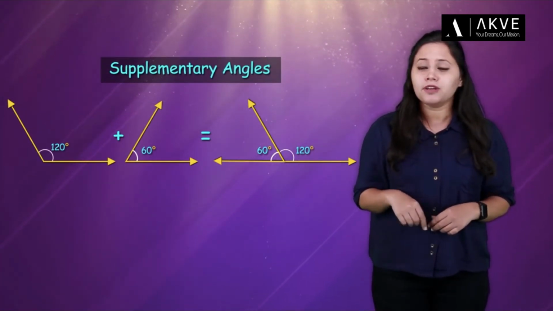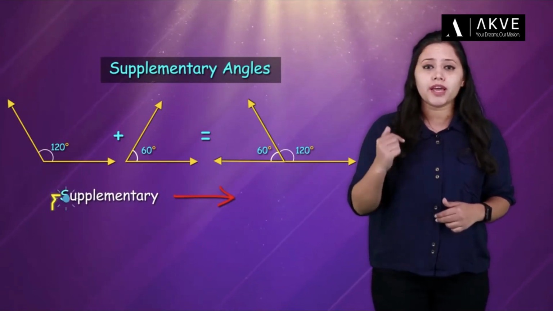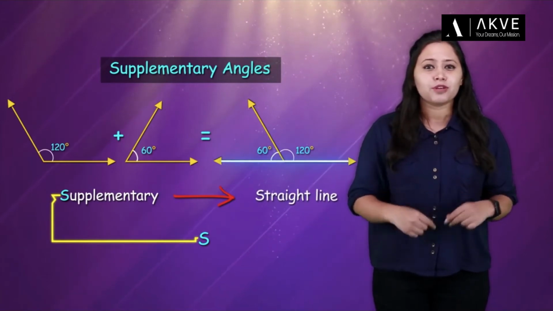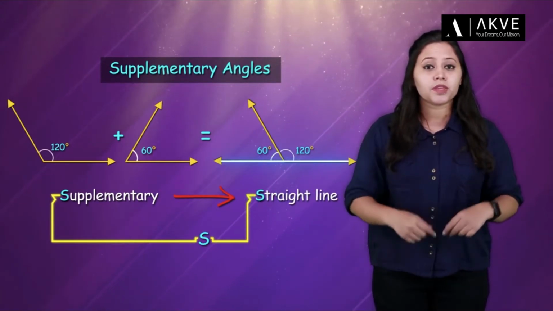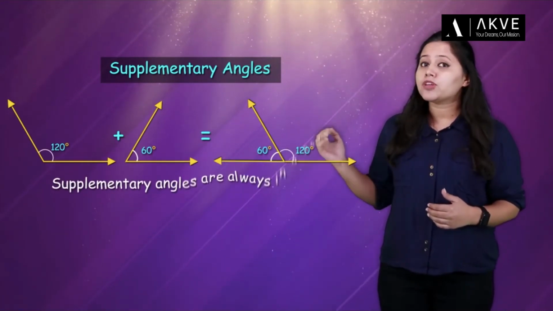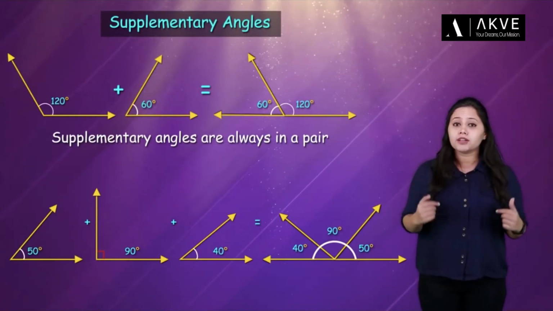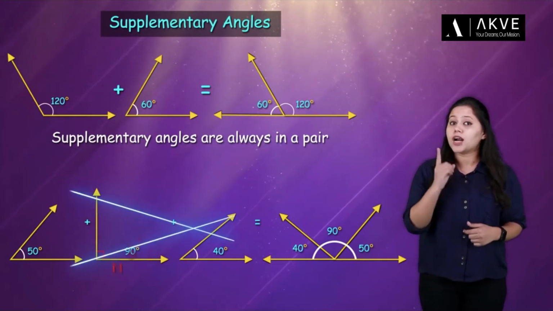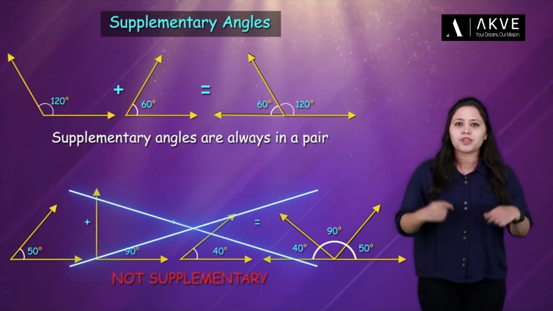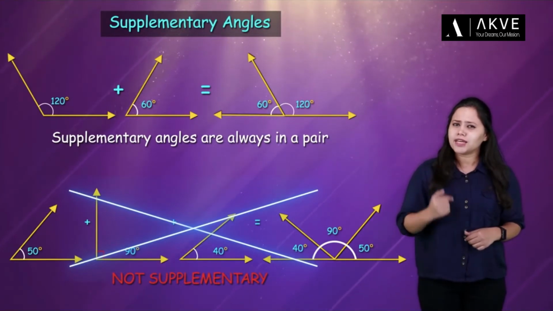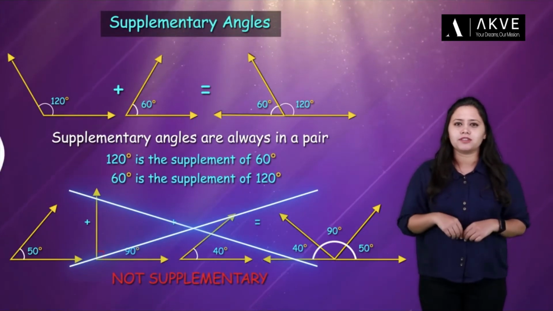Easy way to remember, supplementary starts with S and these angles together form a straight line which also starts with S. Here again, supplementary angles are always in a pair. 3 or more angles whose sum is 180 degrees are not supplementary angles. So, in a pair of supplementary angles, one angle is said to be the supplement of the other.